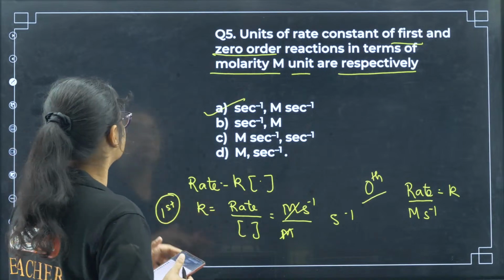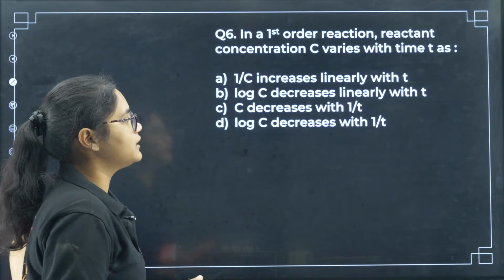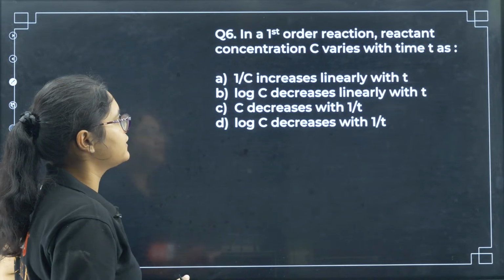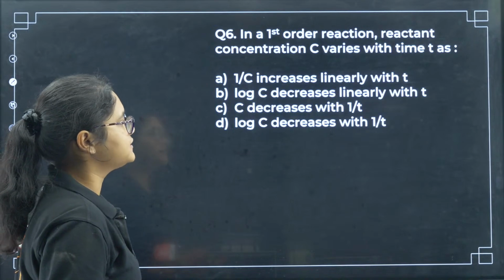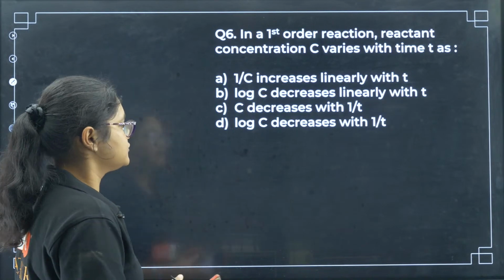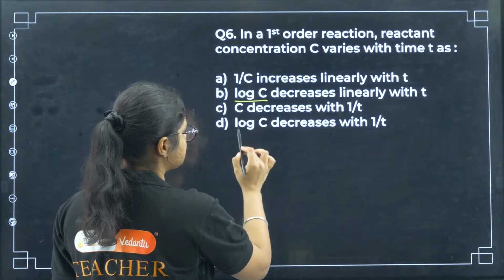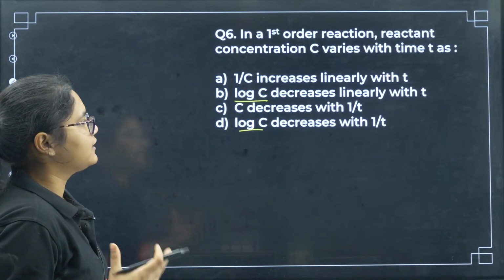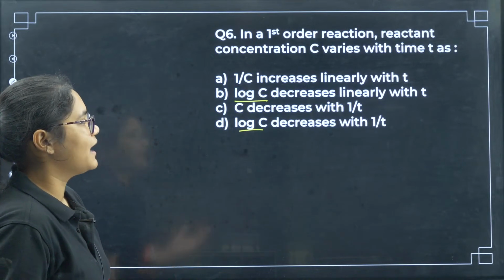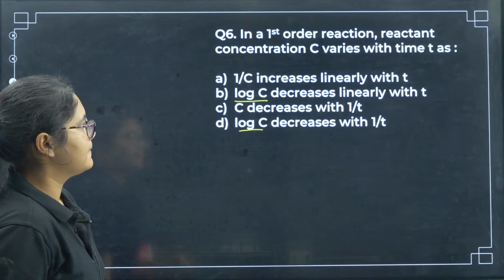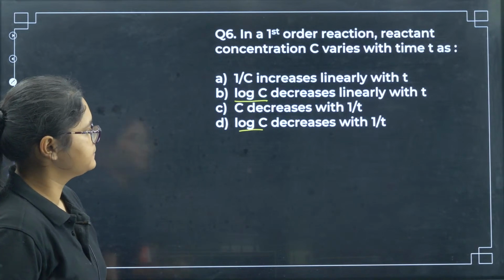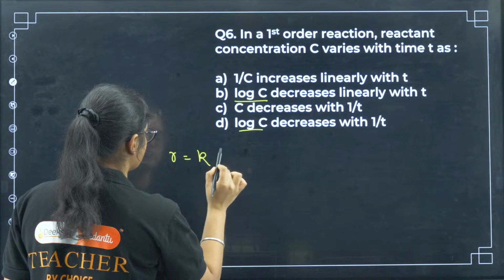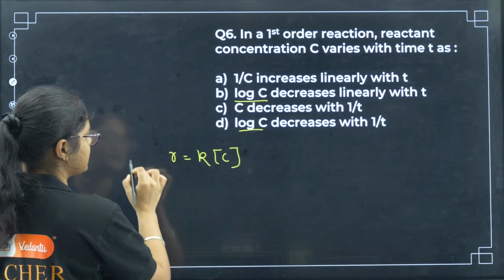Okay, next, moving to the sixth question. In a first order reaction, the reactant concentration C varies with time T as, you can see from the options, log C values I have given. Can you guess this answer? So we have an equation like rate is equal to K into concentration. This is the first order reaction.